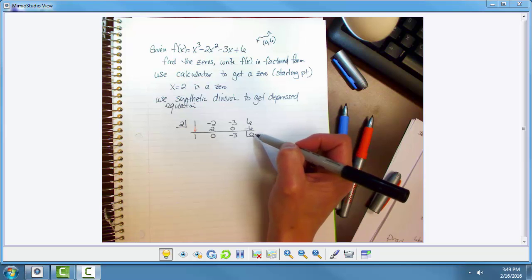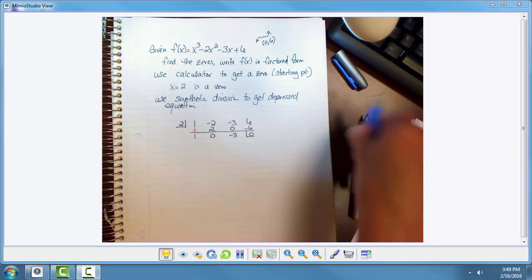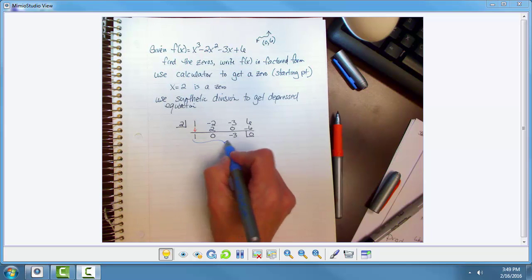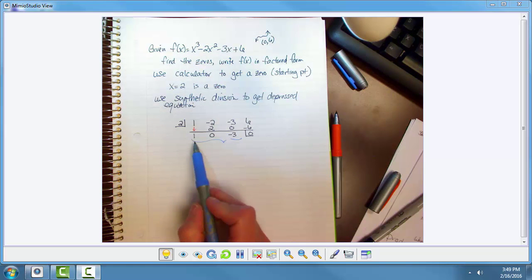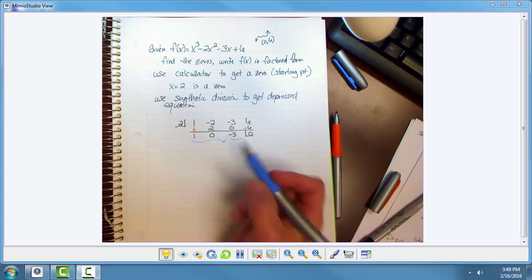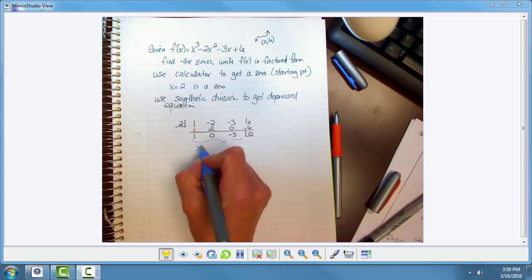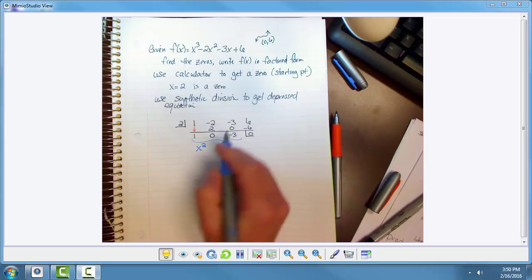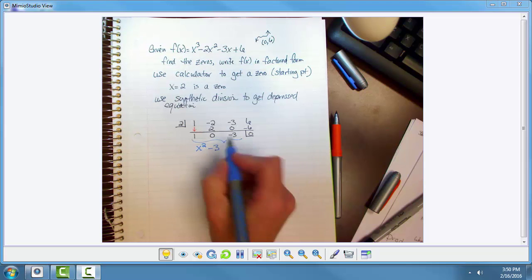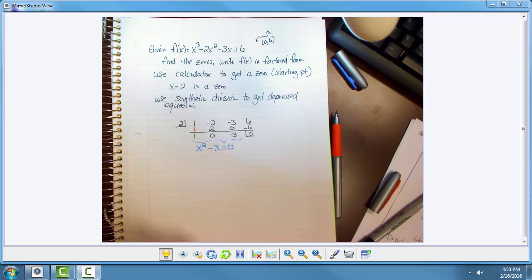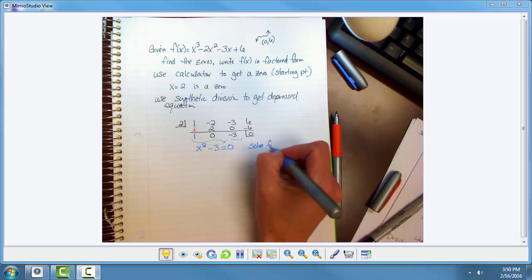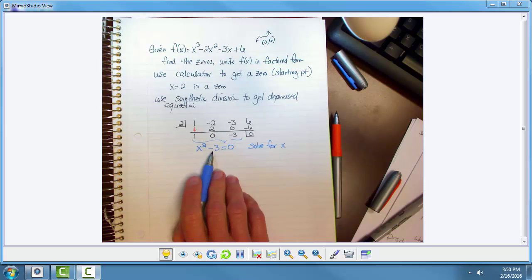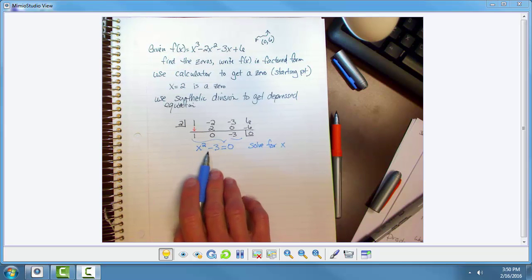Now let's look at this depressed equation. Well, if your equation started off as x to the third, the depressed equation will be x squared. So your depressed equation is x squared, there's not an x, minus 3. If we set that equal to 0, we can solve for x like we did on the other one. Notice that won't factor because it's not a difference of squares. It's a difference, but it's not a difference of squares.